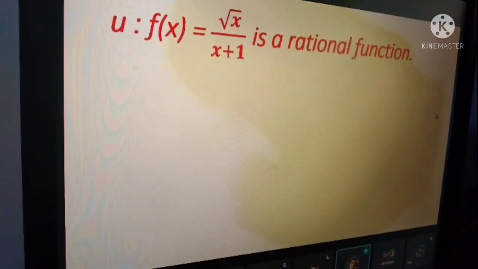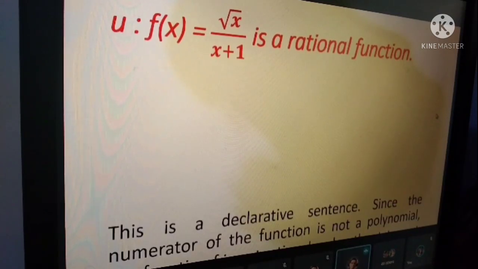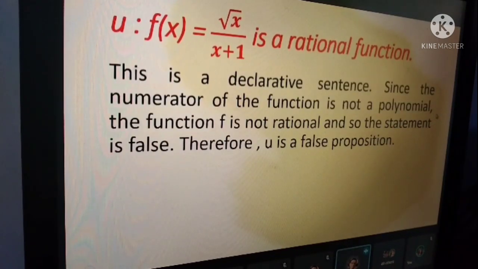The proposition U, f of x is equal to the square root of x over x plus 1 is a rational function. So this is a declarative sentence. Since the numerator of the function is not a polynomial, the function f is not rational. So the statement is false. Therefore, U is a false proposition. We know that this is a proposition, no? Because it is a declarative sentence. And also, that proposition is false. Because square root of x over square root of x plus 1 is not a rational function.